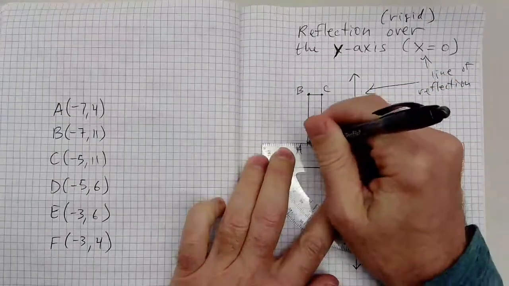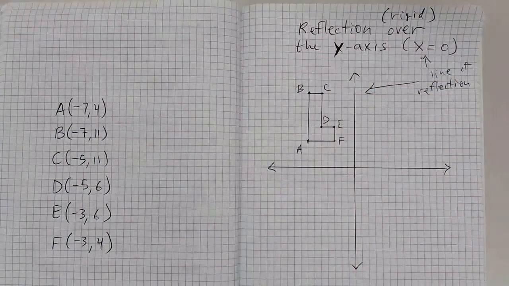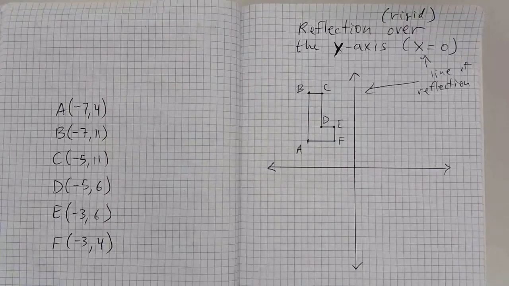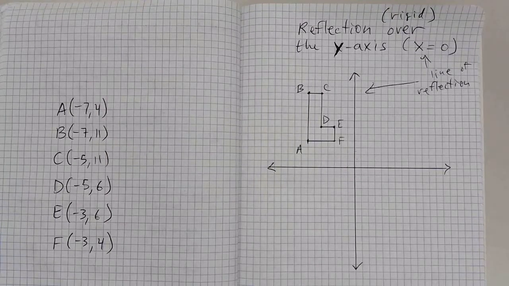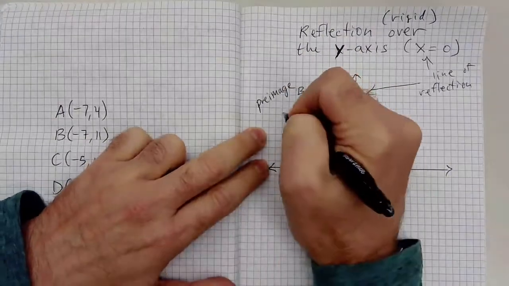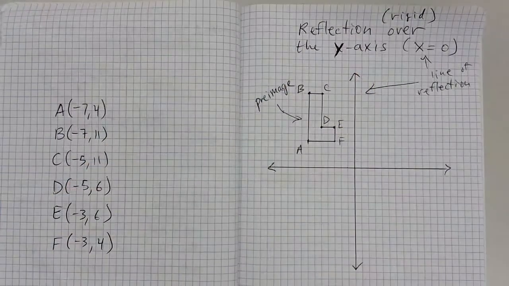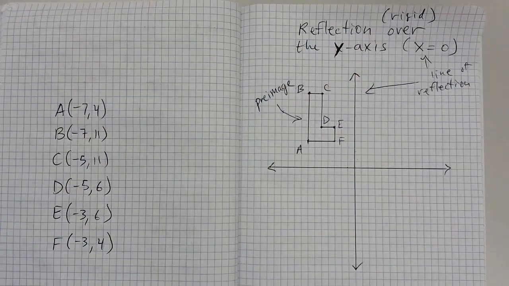And if you did it correctly, it should look like mine. Kind of an L shape, right? Not usually what you think of when you think of a hexagon, but it is a hexagon. Okay, and this is pre-image. Pre meaning before we transform it.